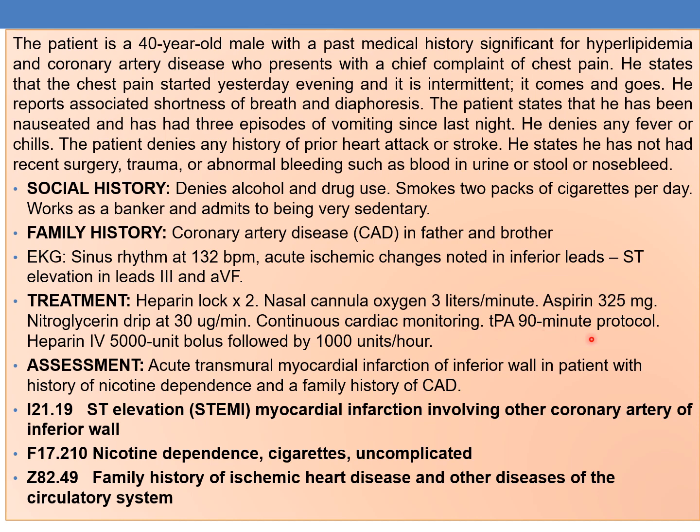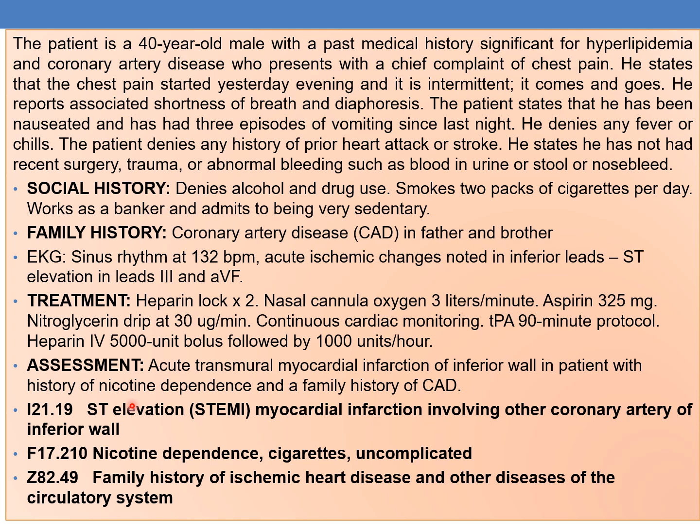PTA 90-minute protocol has been initiated, and heparin IV 500 units bolus followed by 1000 units per hour is the treatment plan. Coming to the assessment, the physician assessed acute transmural myocardial infarction. The patient has suffered from acute transmural myocardial infarction of the inferior wall with a history of nicotine dependence and family history of CAD.